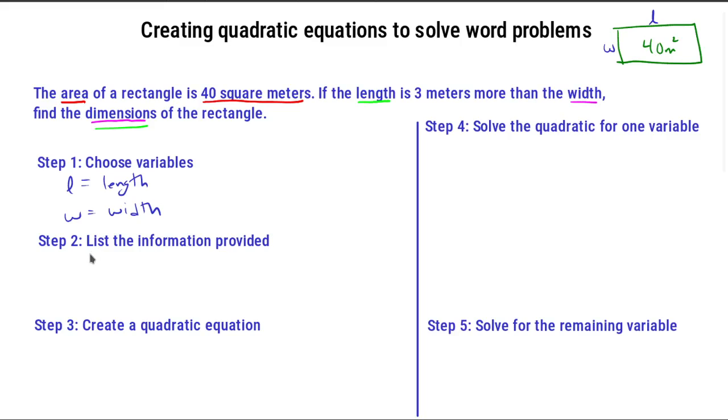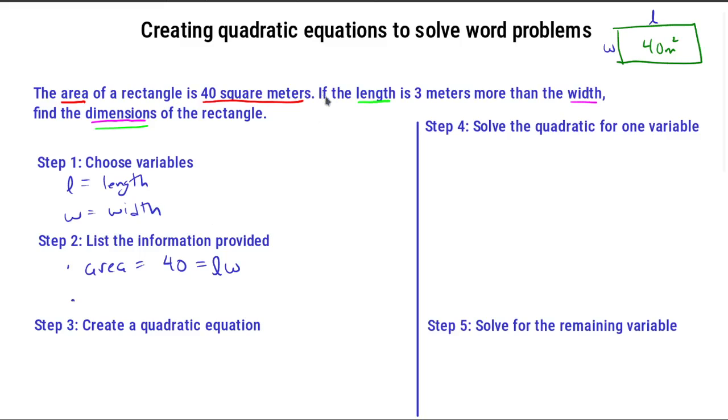And now we're going to list the information that we have from this word problem in the form of some equations. All right, so first of all, the area. We said the area was 40 square meters. And we know that the formula for the area of a rectangle is length times width. So L times W is 40.